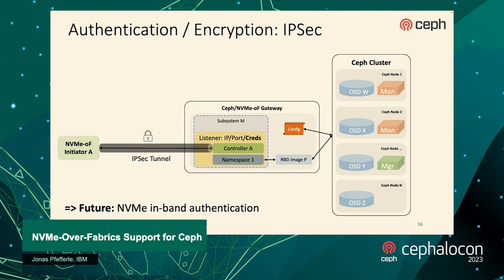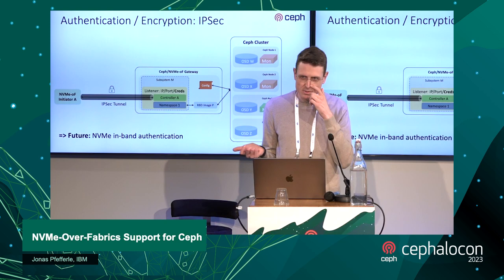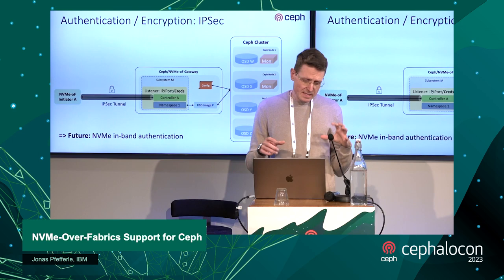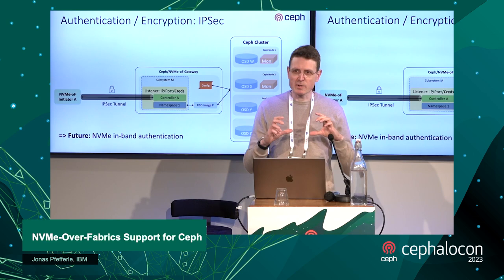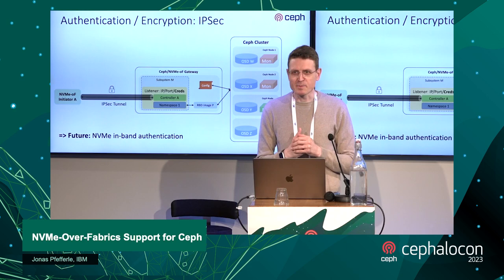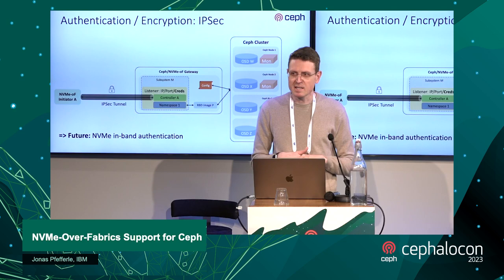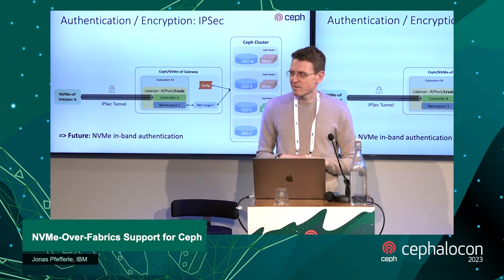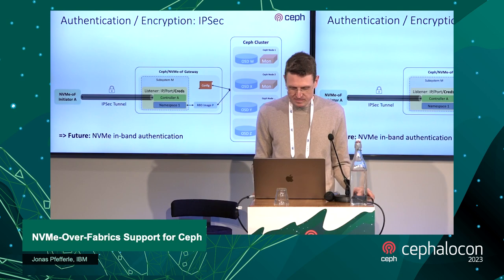So for now, we opted to make a more simple scheme in the form of using IPsec to have on-wire encryption and basically set it up in a way that you can restrict an IP port pair to have a particular SA. So since a subsystem is kind of bound to its own listener, in a way, you get authentication to a particular subsystem if via this SA you can only access that particular port, right? It's not exactly the same since it's in the end not NVMe credentials you're authenticating to. You are just authenticating against an IP port. But it's definitely better than nothing. Right, in the future, we definitely plan to also have NVMe in-band authentication.